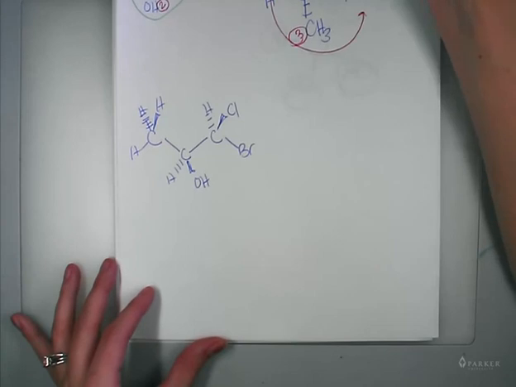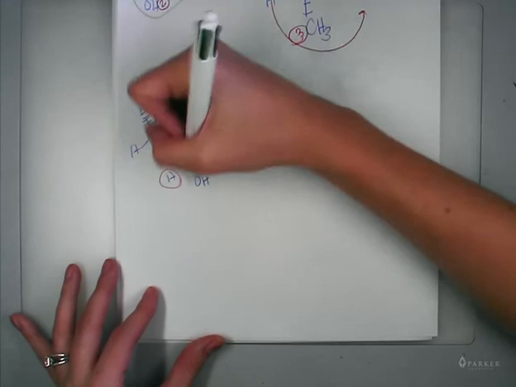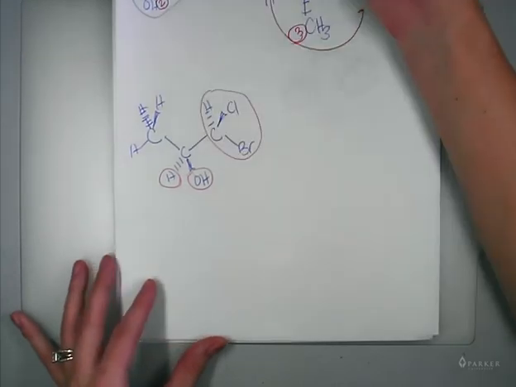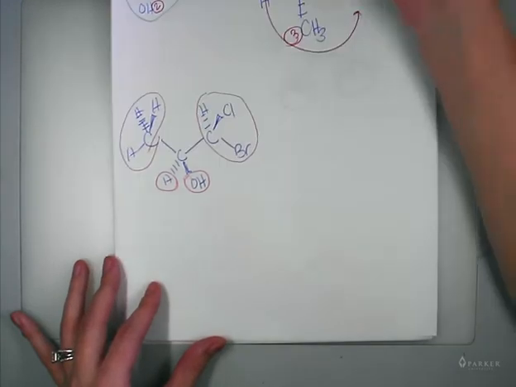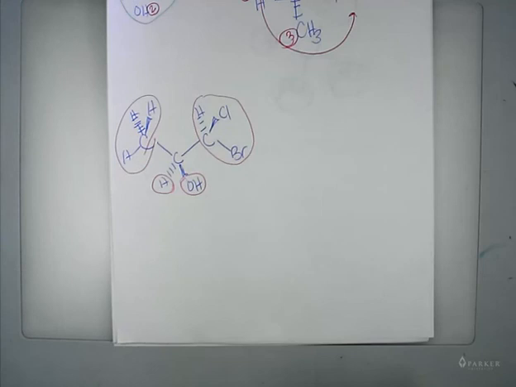Is that a stereocenter? Yes. So let's look at why. You say I have hydrogen, OH. This carbon has a chlorine, bromine, right? And this carbon is just a CH3. Okay? So that one is a chiral center.